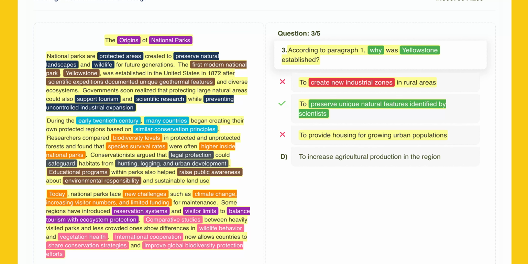Now, let's take a closer look at option D, to increase agricultural production in the region. Option D mentions increase agricultural production. The text discusses preserving nature, not farming or agriculture. Therefore, this is incorrect. The correct choice should be marked as B, because the context of the passage supports only this option. The other choices involve surface-level reading or misinterpretation.